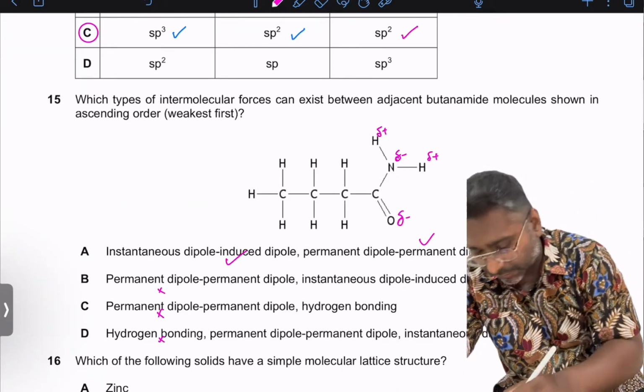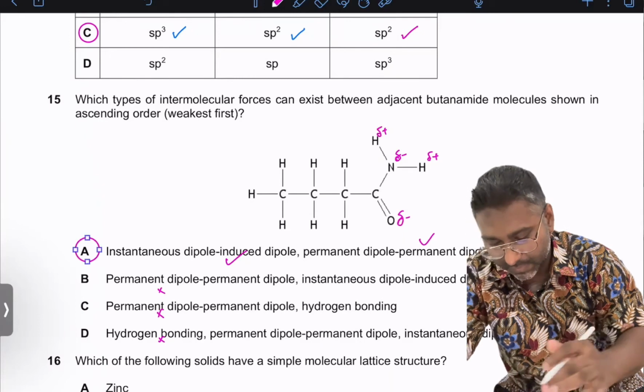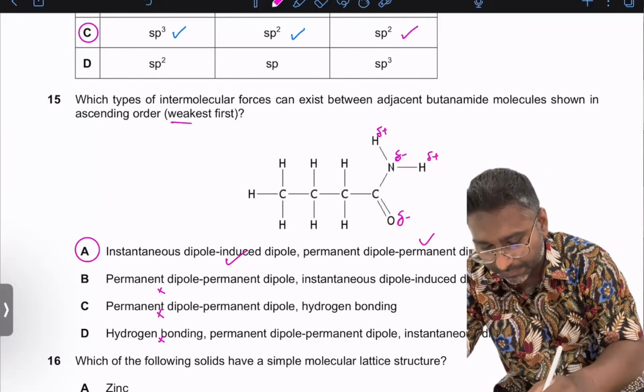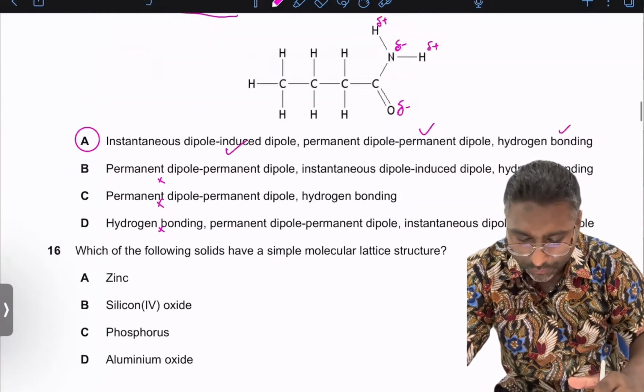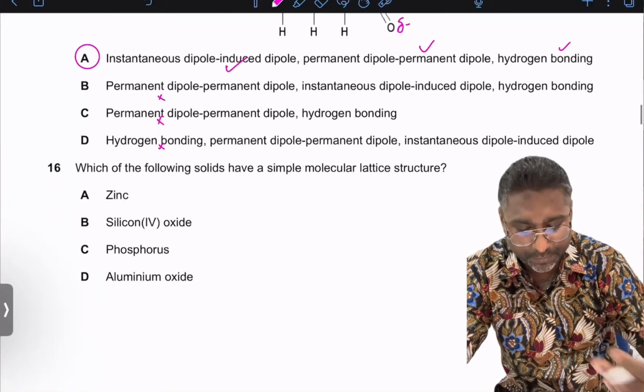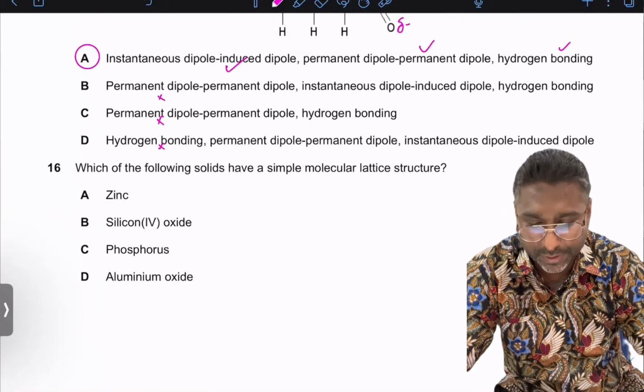Yeah, so this one, the answer is A. Okay, done. They say weakest first, so I already did that. Now, which of the following solids have a simple molecular lattice structure?